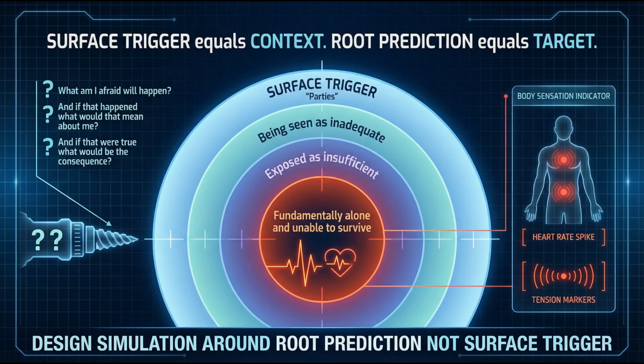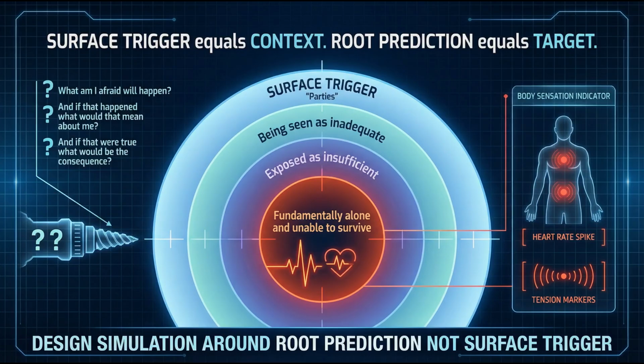Now design your simulation around that root prediction. Don't simulate giving a great presentation. Simulate being fundamentally secure regardless of performance. Simulate failing publicly and being completely fine. Simulate people judging you and it having zero impact on your internal sense of worth. That's the prediction error your nervous system actually needs.